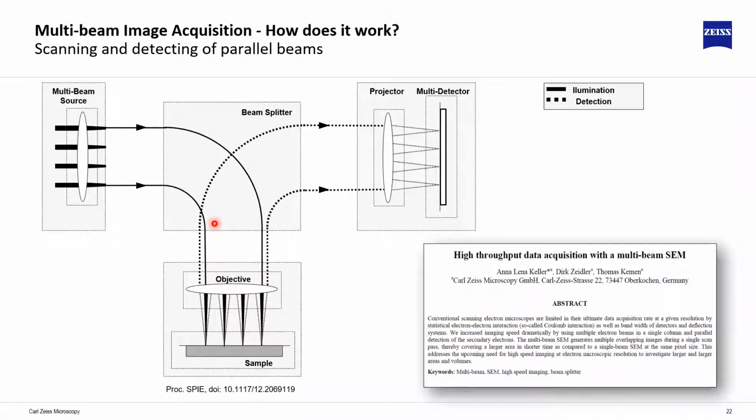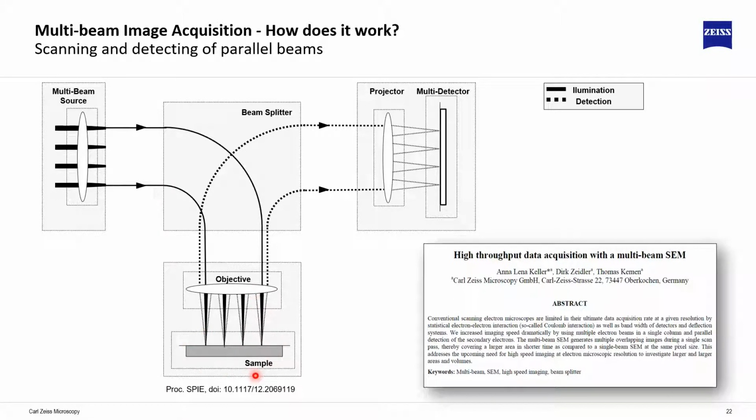Well, we're using multiple beams that scan over the area that we want to image. This is just a very high-level overview and sketch of how the technology works, and feel free to read it up in the publication that I put here on the bottom right. We have a multi-beam source that runs through a beam splitter, which focuses the beam, and more specifically the beamlets, onto the sample.